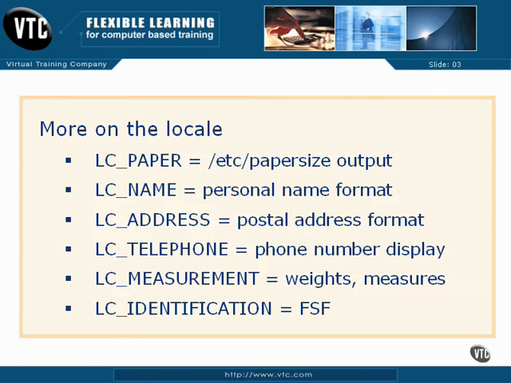LC_TELEPHONE is a variable that configures how telephone numbers are displayed. LC_MEASUREMENT is associated with weights and measures. It can be configured to metric, US scales, imperial scales, and so on. Finally, the LC_IDENTIFICATION variable is normally set to the standard development group associated with open source, in this case the Free Software Foundation.